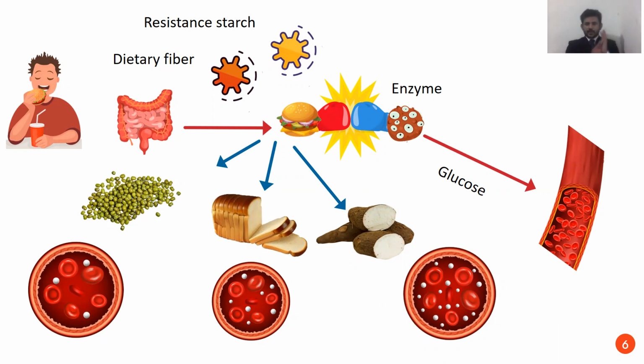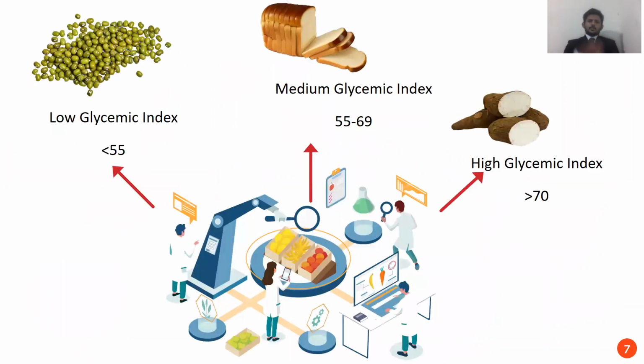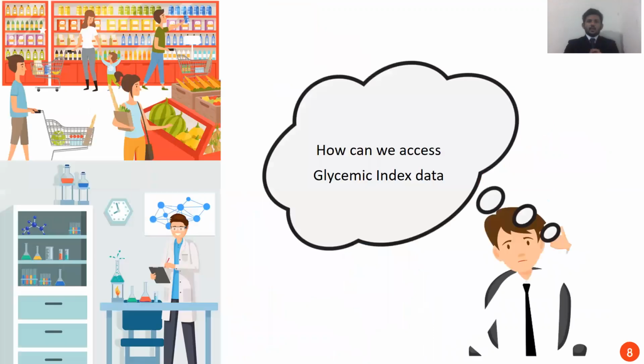Whereas bread and food like manioc will extremely increase our glucose response. So this concept is called the glycemic index. Modern researchers evaluate our food in three categories: low glycemic index, medium glycemic index, and high glycemic index. So the problem is how consumers can access this data.